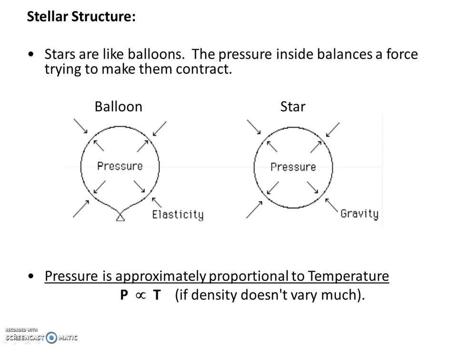Okay, so pressure is approximately proportional to temperature as long as density doesn't vary much. The density of the gas also enters into this, but we're just going to use this as a very simple relationship. Basically, pressure and temperature go hand in hand. When one goes up, the other goes up. When one goes down, the other one follows. And that makes stars very stable.